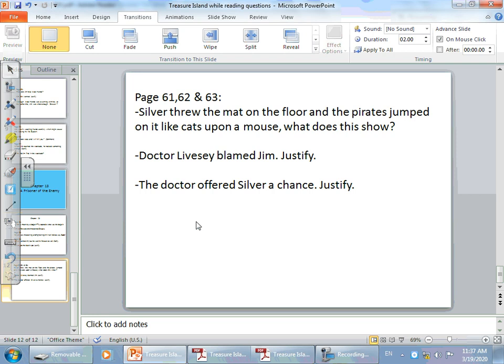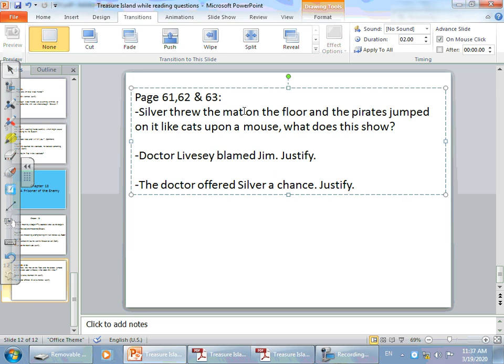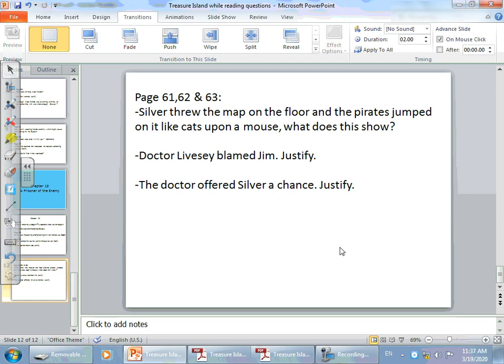Silver threw the map on the floor and the pirates jumped on it like cats upon a mouse. What does this show? When I say that something was like something or as something, this is called simile. It comes from the word similarity. I'm going to say that something is similar to something. So when the pirates jumped on the map, they were similar to cats upon a mouse. This is called simile, okay?